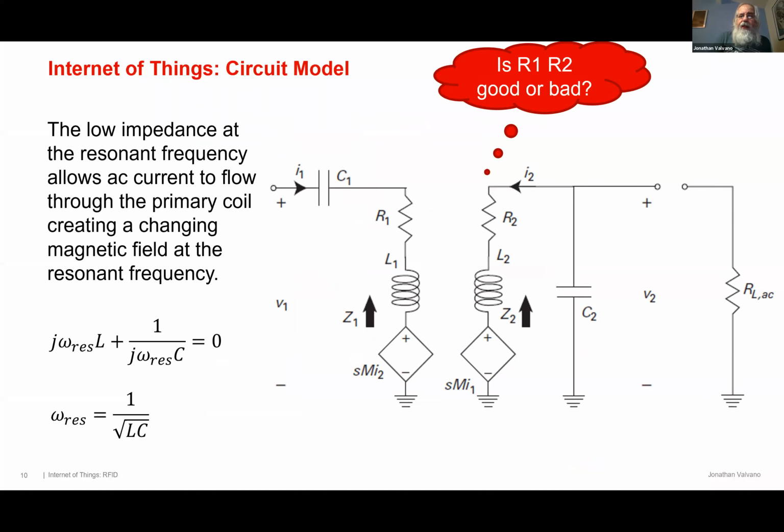Dwelling down in there, because I'm a binary person, right? Things are either good or bad, right? So inductance is good. We got that. The L is good. But what about the R's? Remember where they came from, right? The R is caused by the physical resistance of the coil.